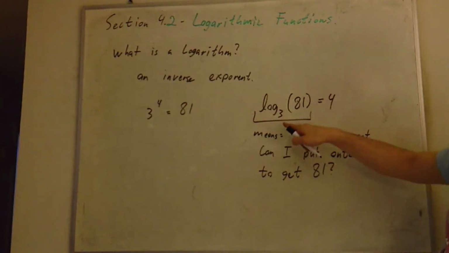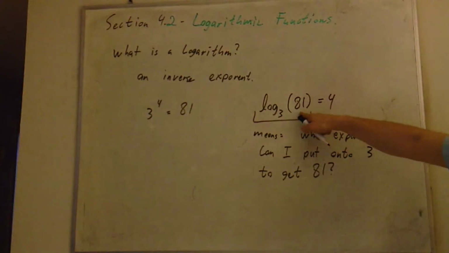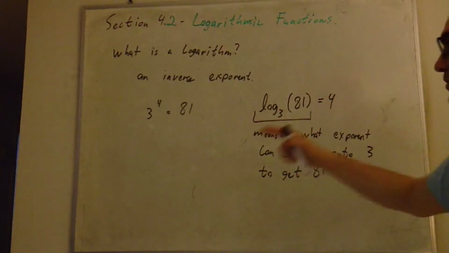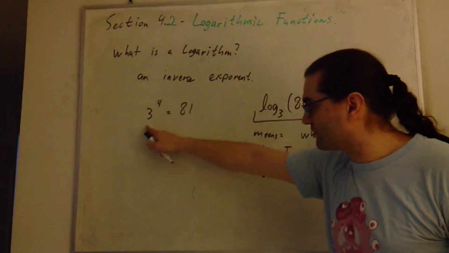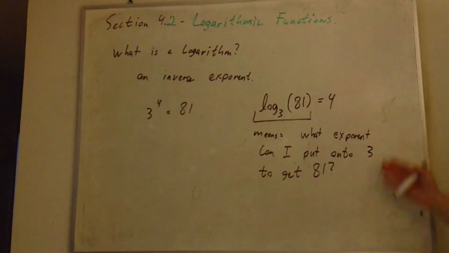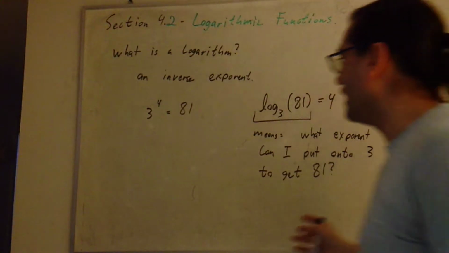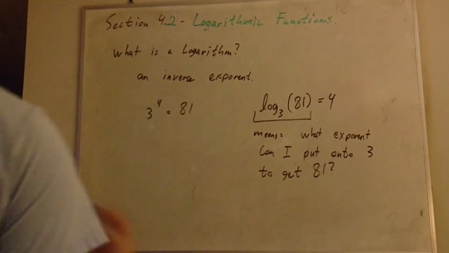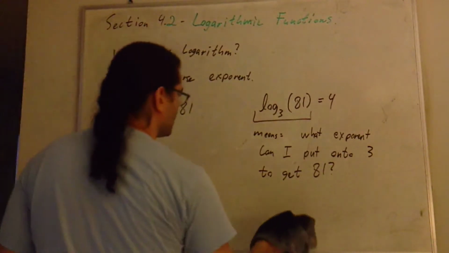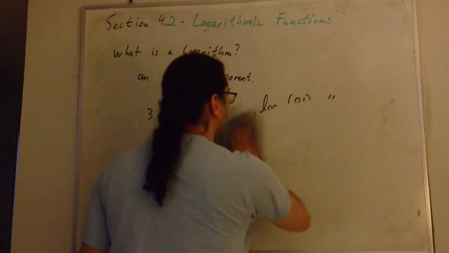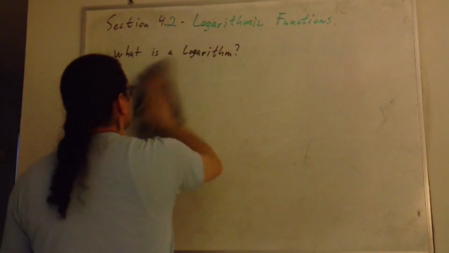What exponent can you put on top of 3 to get 81? And the answer there is 4. 4 is the exponent you can put on top of 3 to get 81. So that's what these mean. That's how we're going to use them. We're going to go through a couple more examples of logarithms and their connection with exponentials, and then we're going to talk about logarithmic functions.